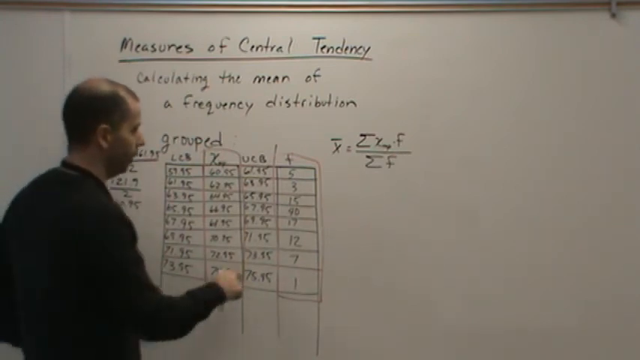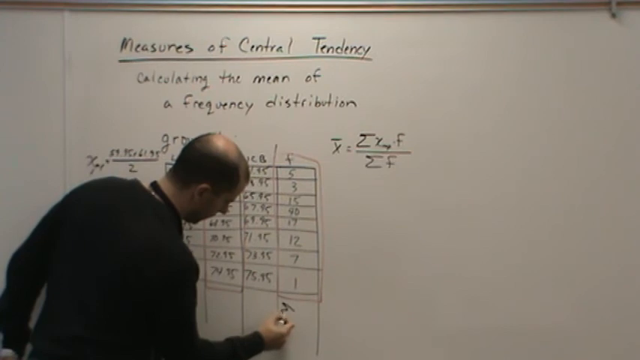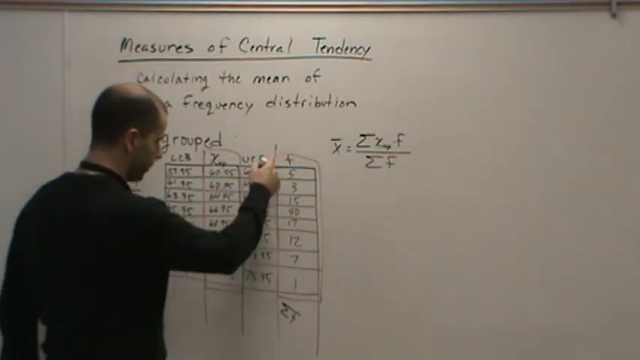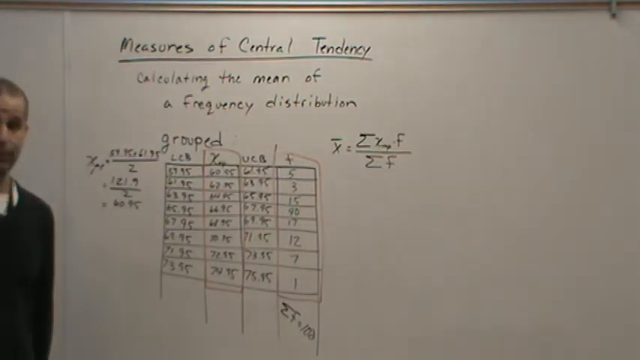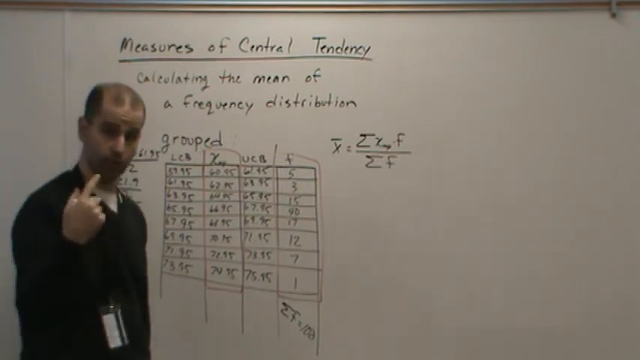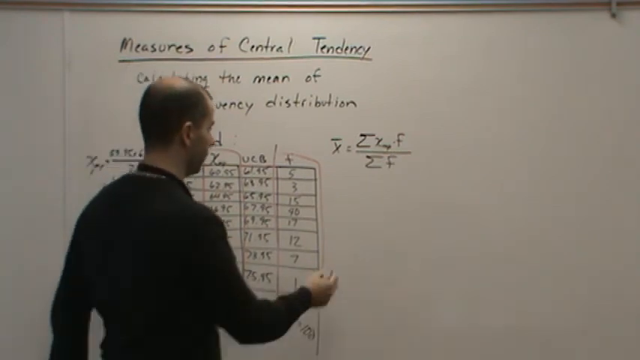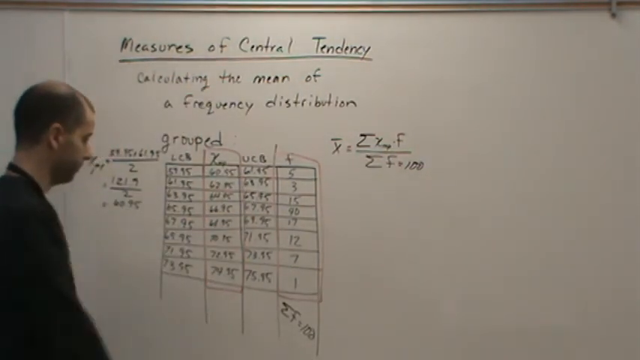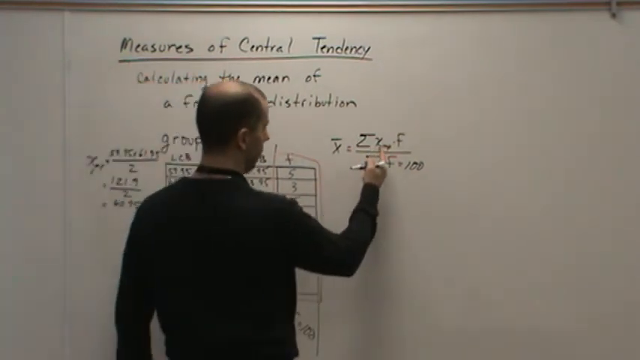Okay, so again, we can get this from just summing this column. So again, there's our sum of f. And the sum of f, if you remember, is 100. Okay, so remember the sample size for these semi-professional soccer players was 100. Okay, so we know that this is going to equal 100.